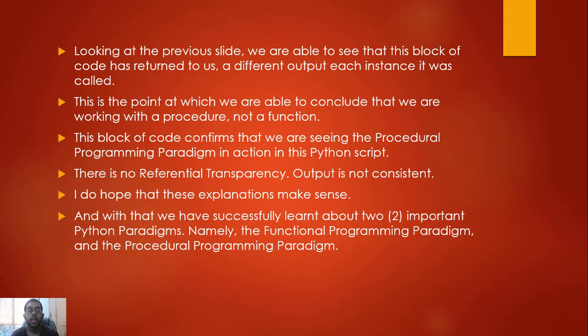Looking at the previous slide, we are able to see that this block of code has returned to us a different output each instance it was called. This is the point at which we are able to conclude that we are working with a procedure, not a function. This block of code confirms that we are seeing the procedural programming paradigm in action in this Python script. There is no referential transparency. Output is not consistent. I do hope that these explanations make sense. And with that, we have successfully learnt about two important Python paradigms, namely the functional programming paradigm and the procedural programming paradigm.